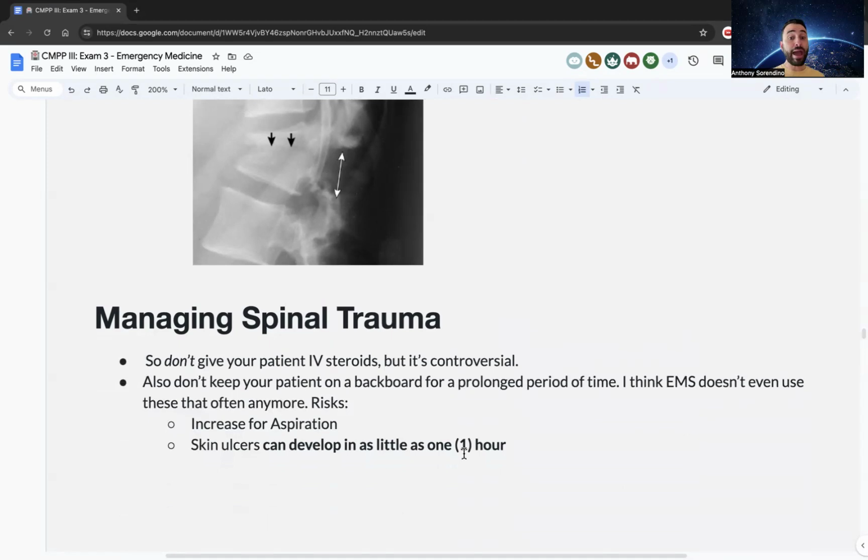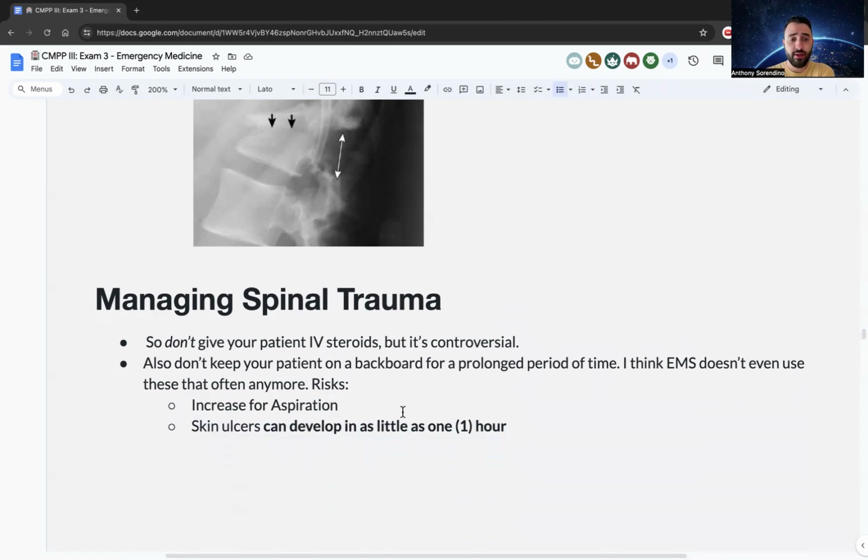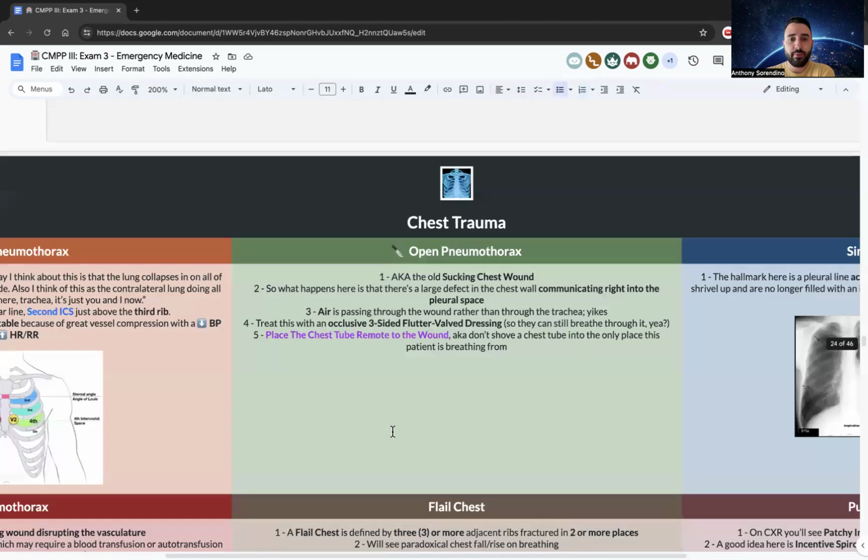Skin ulcers on a backboard can develop in as little as 1 hour. Normal bed sores on a soft surface are 2. So I think that's pretty interesting. Yeah, increased risk for aspiration. You can't breathe well when you're on a backboard.